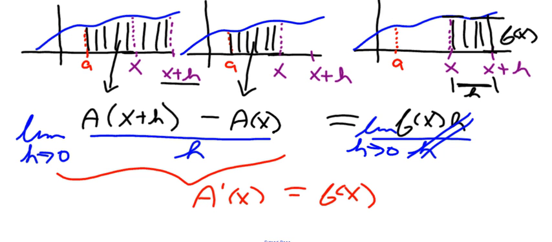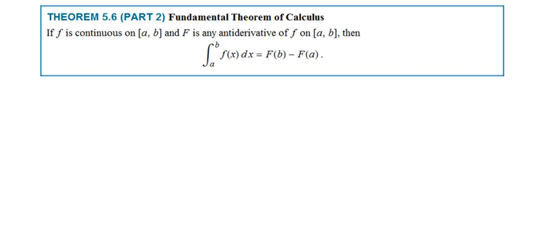We're going to go ahead and move on to the second part of the fundamental theorem of calculus. And we're given here that the integral of this function from a to b is equal to the antiderivative evaluated at the upper bound minus the antiderivative evaluated at the lower bound. And from here, we should be equal to the area. So we're going to keep using this notation.